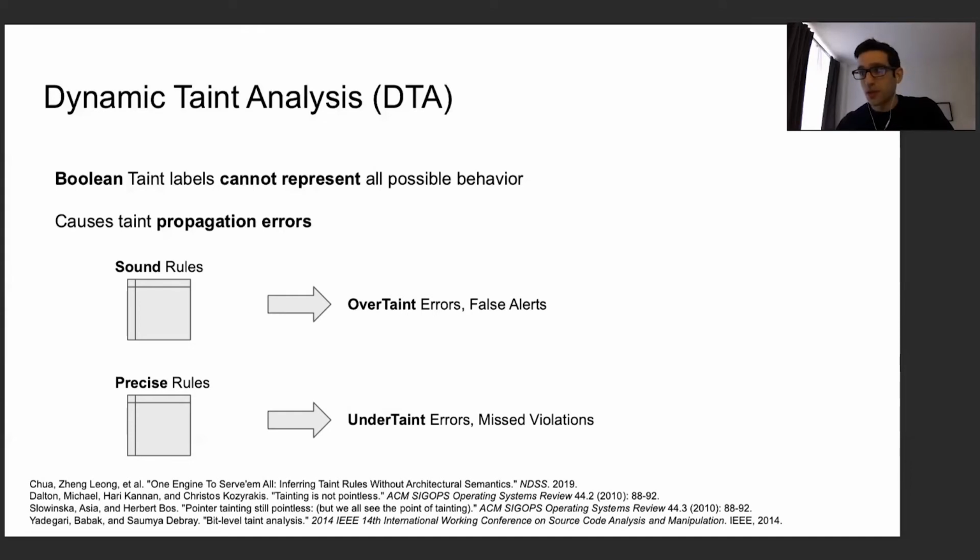It's also possible to track data more finely, such as using bit-level tracking, but this only reduces errors with specific types of operations, such as bit masking, and it also increases the overhead of the taint tracking implementation. So overall, these errors still occur and reduce the utility of DTA for security applications.